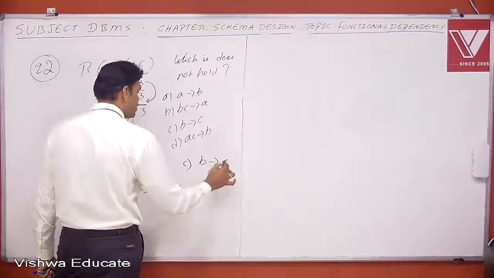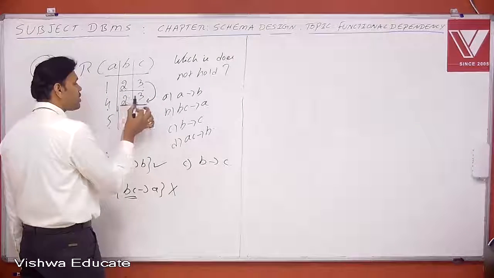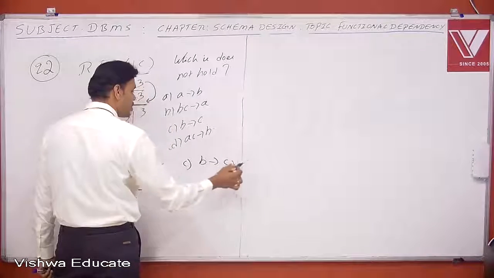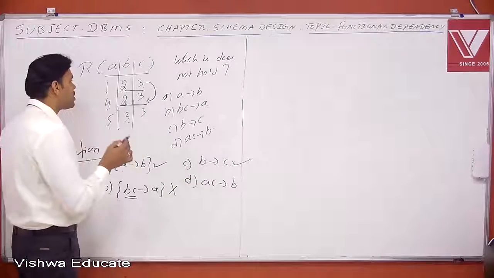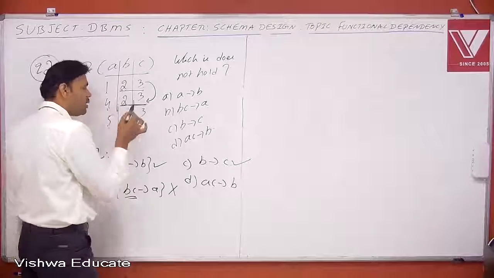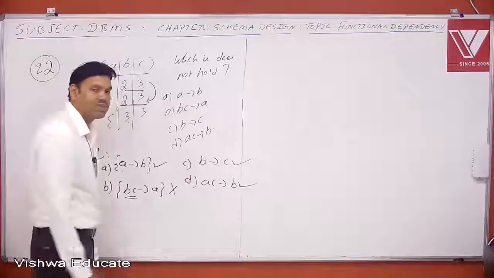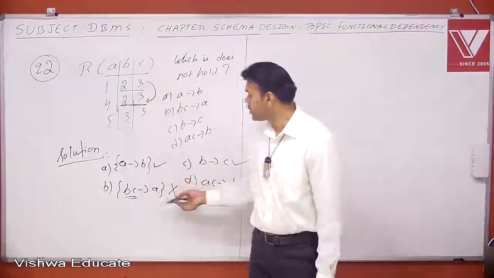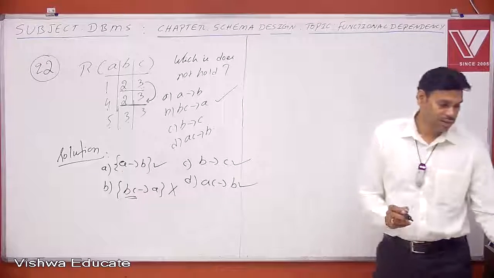Option C, B tends to C. So 2, the C value is 3. Again 2 is coming, the C value is also repeated, fine. 3 is a unique value, no problem, this is success. Option D, AC tends to B. So what is AC? 1, 3 unique value, 4, 3 unique value, 5, 3 is also a unique value. Whenever alpha is unique, we don't mind, it is satisfied. So the answer which is not satisfied is B. Right?